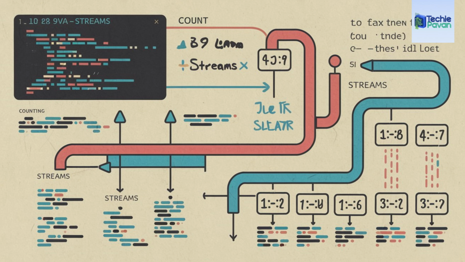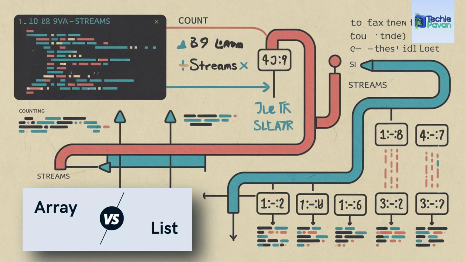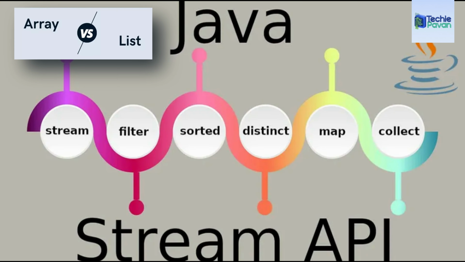Ever wondered how you can easily count how many times each item appears in a list or an array? Today, we're going to show you exactly how to do that using Java 8 streams. Let's dive in. Imagine you have a list of fruits.